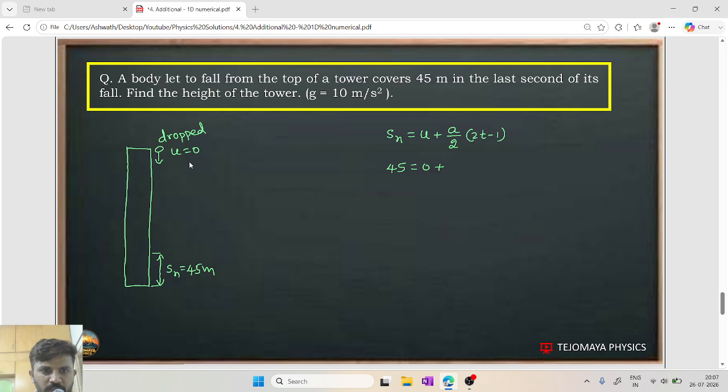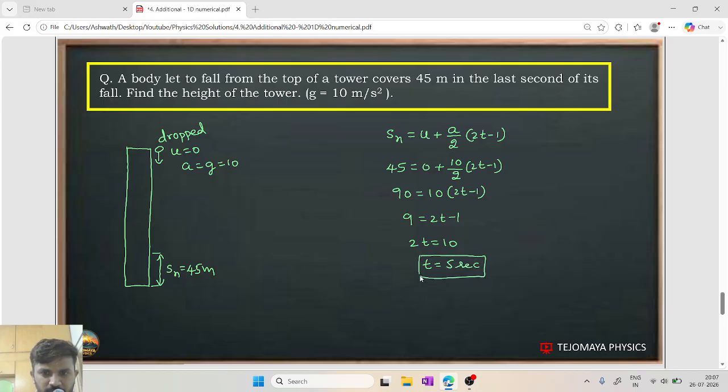So since it is falling, its acceleration will be equal to g, that is equal to 10. So 10 divided by 2 into 2t minus 1. So 2 I will multiply on the left side, it will become 90 is equal to 10 into 2t minus 1. 9 is equal to 2t minus 1. So 2t is equal to 10. t is equal to 5 seconds. Okay, t is equal to 5 seconds.